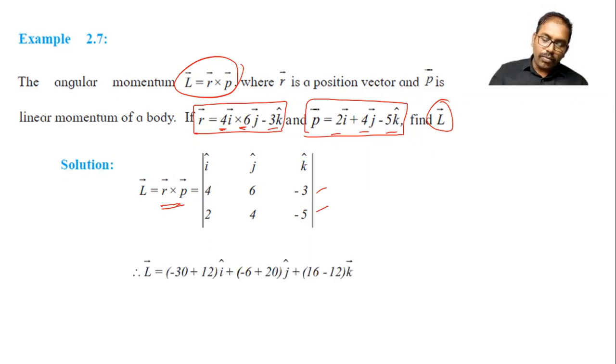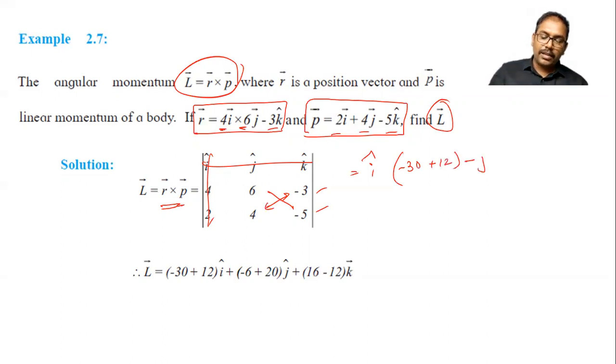Here, how to solve: see here, for i cap we take, then leave the column and leave the row of i cap. Then 6 into minus 5, minus 30, minus sign, then this 4 into 3, 4 3 are 12, minus 12. Because of this minus, this is plus 12.